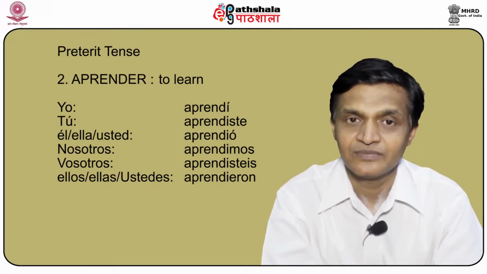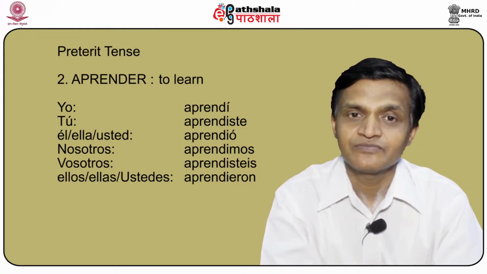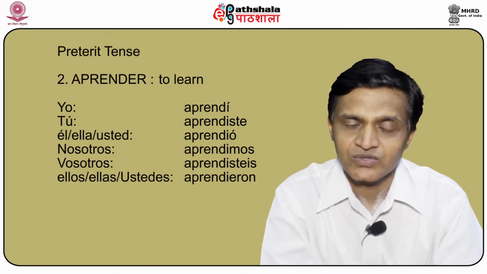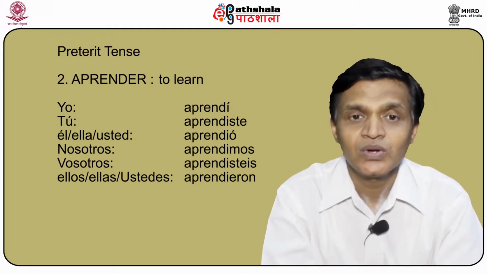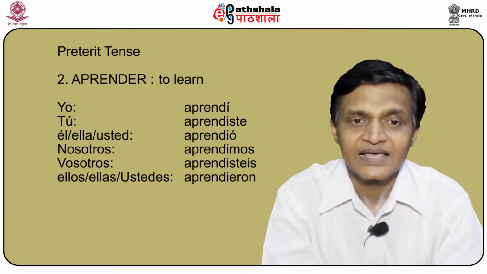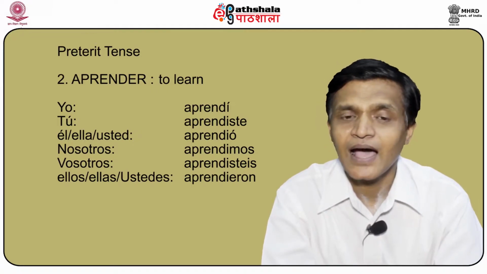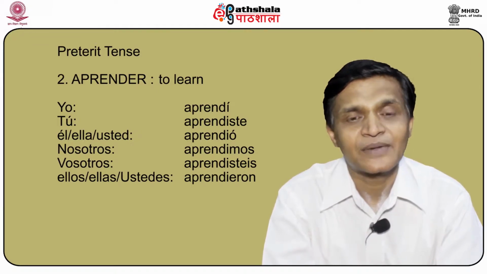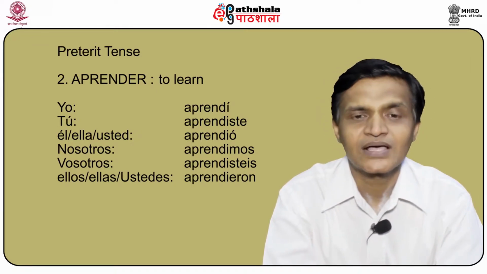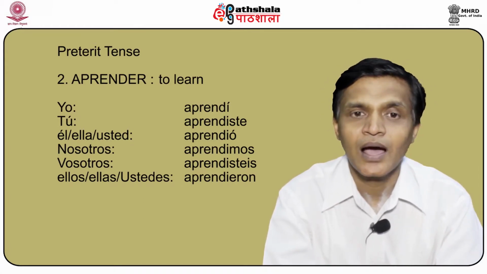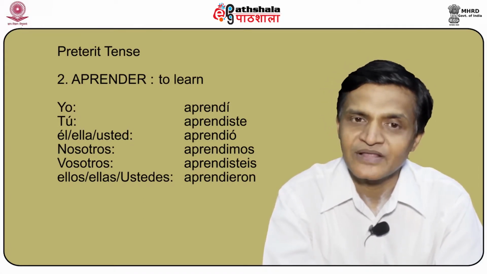Aprender, ER ending verb. So in preterit, the conjugation becomes yo aprendí, tú aprendiste, él, ella, usted aprendió with an accent on O, and nosotros aprendimos, vosotros o vosotras aprendisteis, and ellos, ellas, and ustedes aprendieron. So, aprendí with an accent on I, aprendiste, aprendió with an accent on O, aprendimos, aprendisteis, and aprendieron.